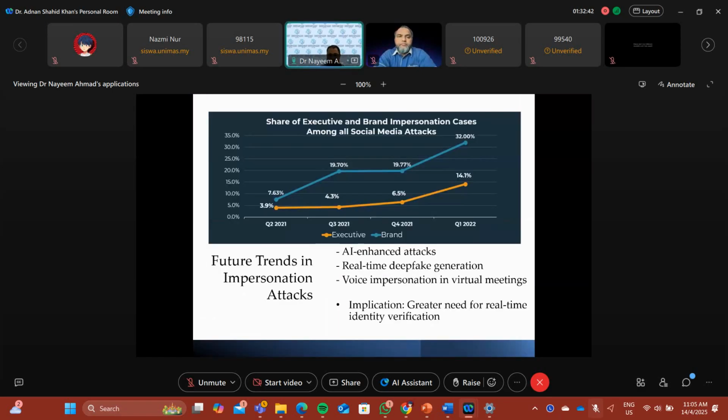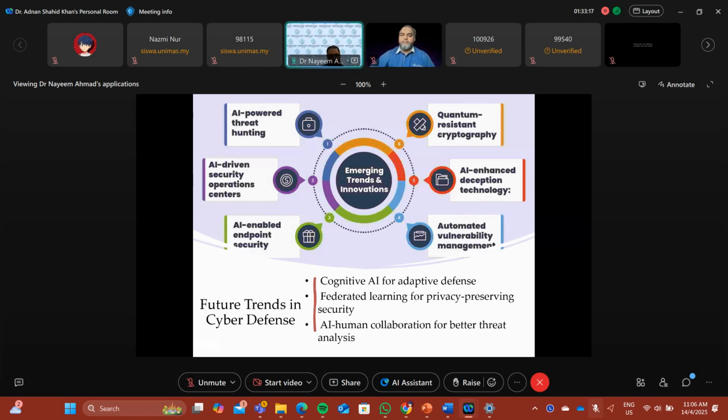On trends, cybersecurity experts say that real-time deepfake calls, virtual meetings, impersonation, and AI-generated AI clones are going to increase exponentially in the next decade. Attackers will be more immersive and interactive by using AI to perform attacks. Future trends in cyber defense, such as the use of cognitive AI, federated learning, and AI-human threat hunting teams, will define the next phase. The focus will shift to proactive defense.